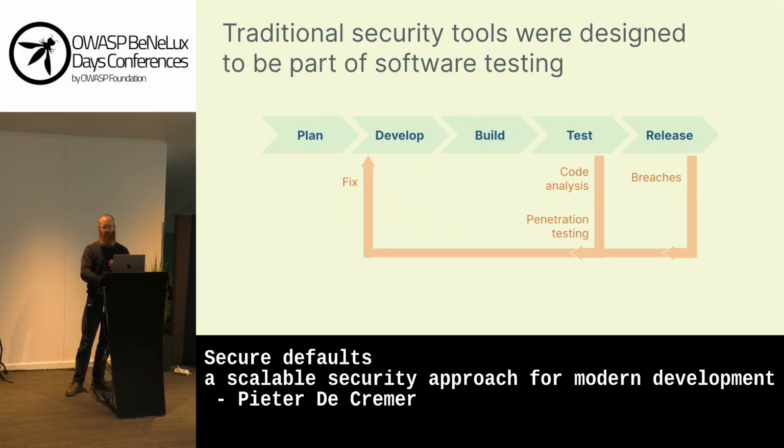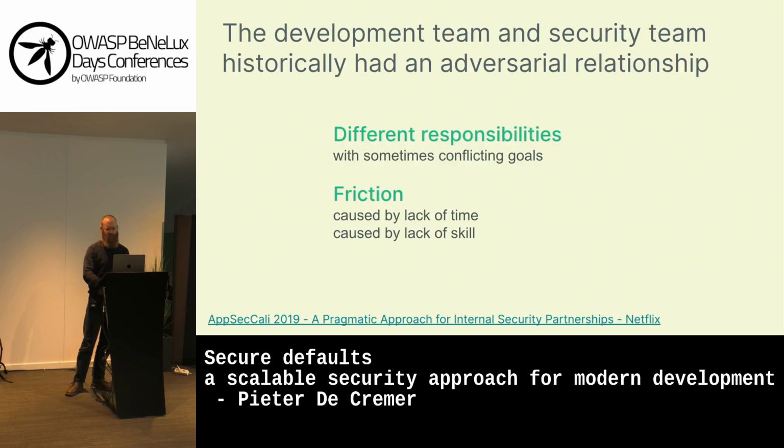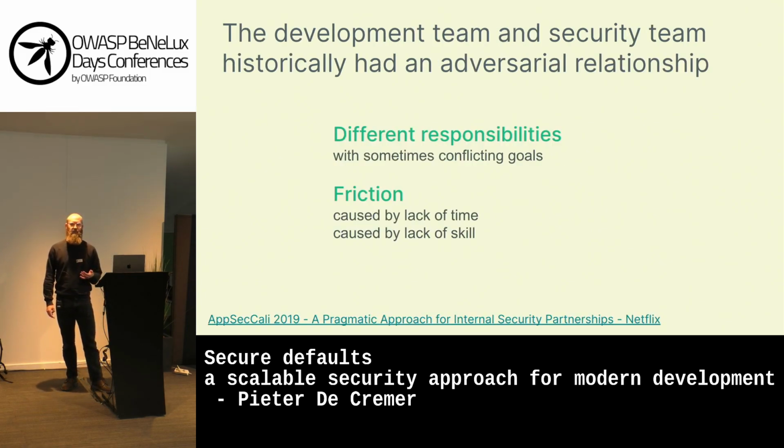The ones who use these tools and who find these vulnerabilities are security people, but who has to fix this, who has to fix the problems that we found, those are developers. And we are not actively handing them the right tools to do this. And this causes friction. The different teams have different responsibilities.